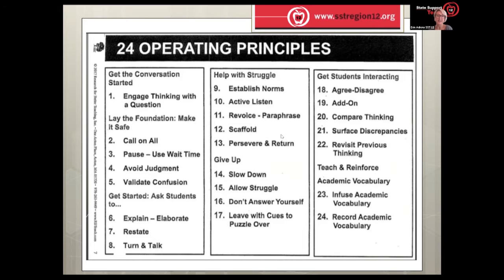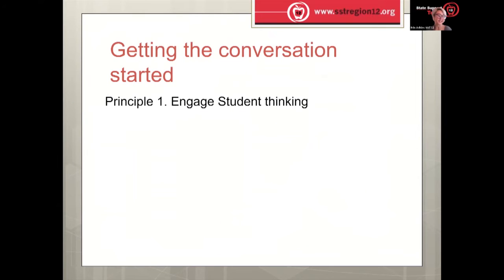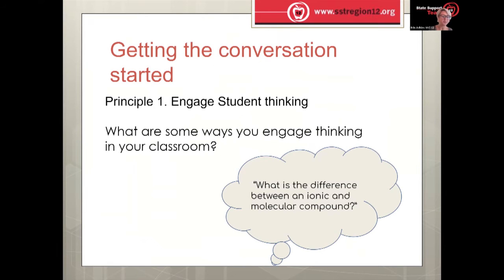And we are going to go ahead and get started with getting the conversation started. And we will have a little activity around this. Okay, so that first principle of engaging student thinking, we want to begin that dialogue with a planned question or a statement that's designed to engage that student thinking. A lot of us do this with an essential question at the beginning of a lesson, or just posing a question, as in science. What is the difference between an ionic and a molecular compound, right? So I want you to think about ways that you engage thinking in your classroom.